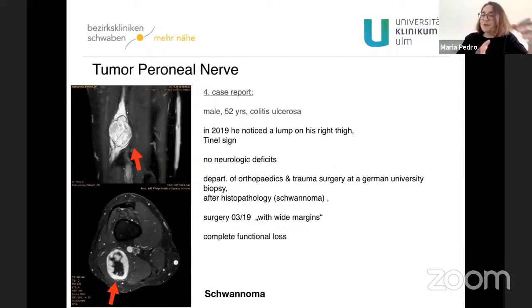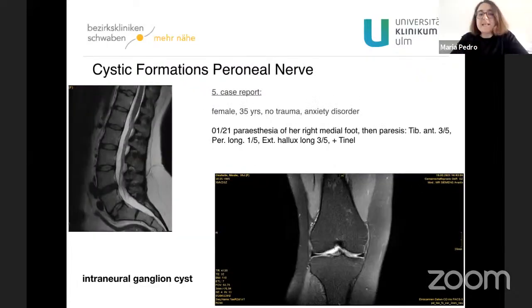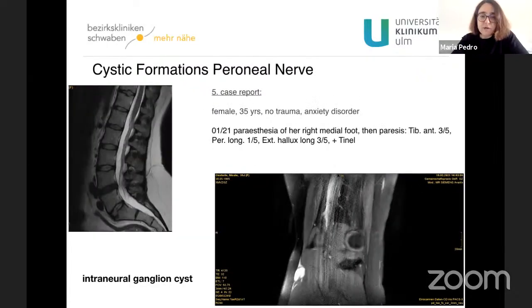But this MRI looks more suspicious. You see a cystic formation, it's bigger, but this was a schwannoma. And the big difference is the clinical picture. In the first case, there was clinical sudden deterioration, and in this one, not. Coming in a few slides to cystic formations, Nora is telling you more later on.